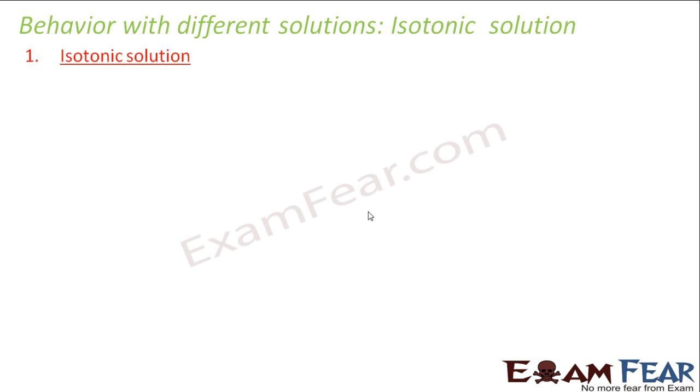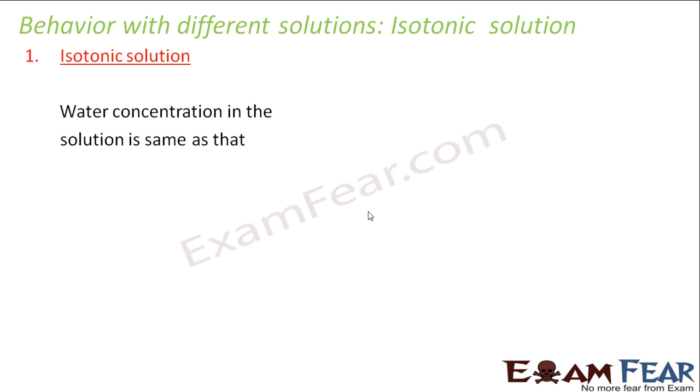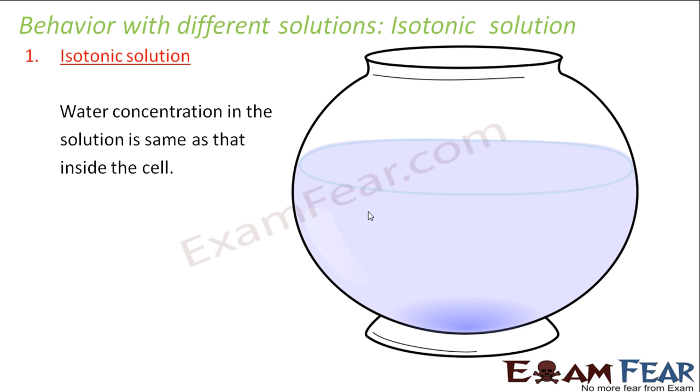Now let us talk about isotonic solution. What is an isotonic solution? It means the water concentration in the solution is the same as that inside the cell. So inside the cell and outside the cell, the water concentration is the same. So in this case, what will happen? Since there is no difference in concentration, there will be no flow of water at all, right? Because osmosis will take place only when there is a gradient in concentration, whenever there is a difference in concentration. So here there is no difference in concentration, so the net result is that water will not flow at all.